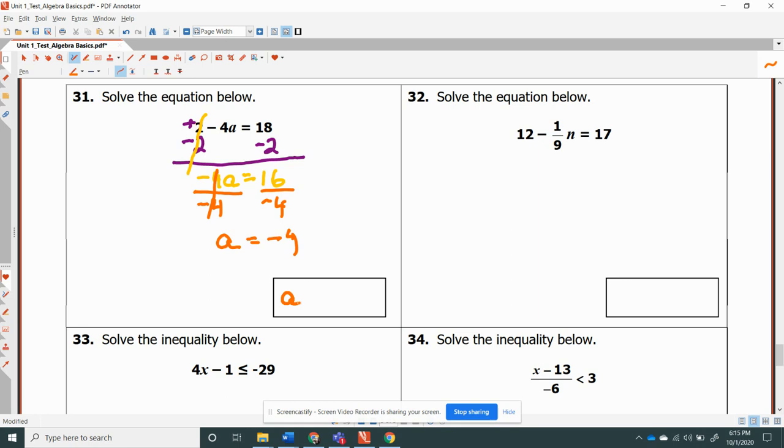Now, students, I had a couple people just write negative 4 in the box. No, when you do these problems, you need to put the letter, x equals, A equals.